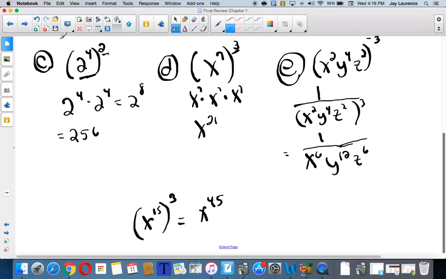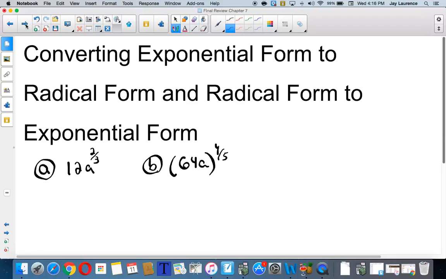All right, so moving right along. Converting exponential form to radical form and radical form to exponential form. All right, look at problem A here. Remember, the top number is an exponent, is a power. The bottom number is a root. What's being raised to the 2/3 power? The 12? No, the A.